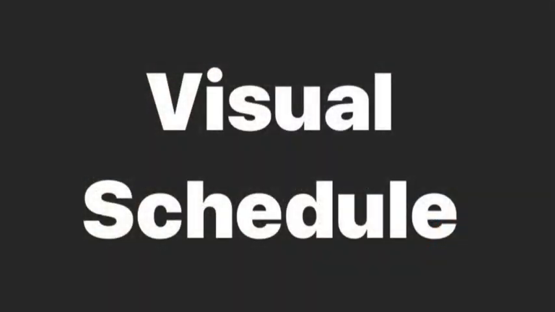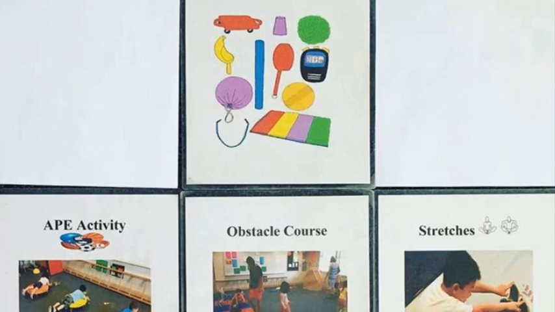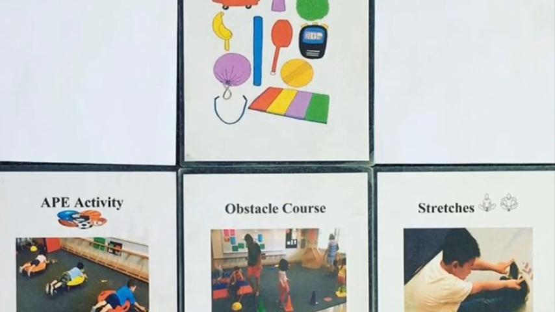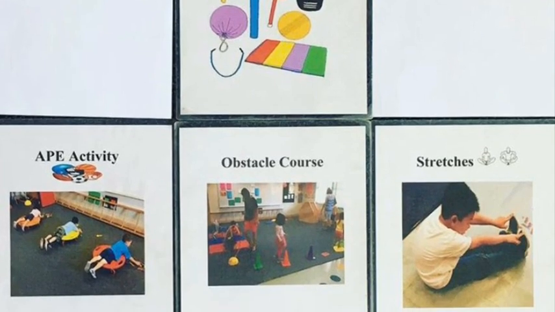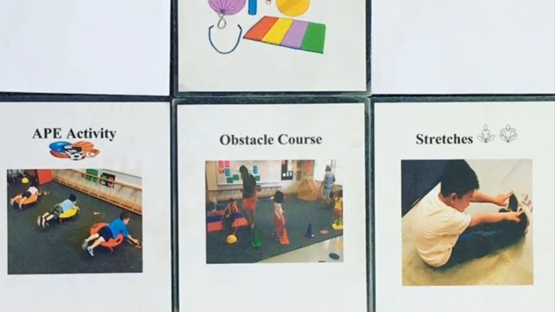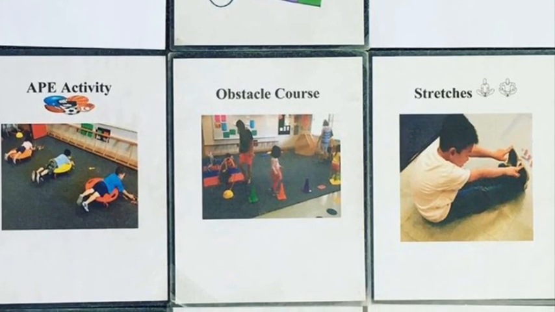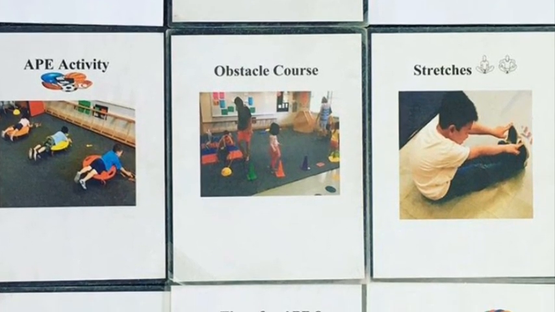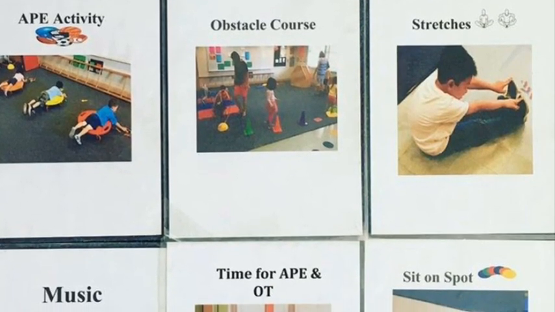Visual schedule. A visual schedule is a great strategy to help students understand what is expected in the classroom. As you can see here, I created my own visual schedule where the students come in, they sit down, I inform them it's time for APE.